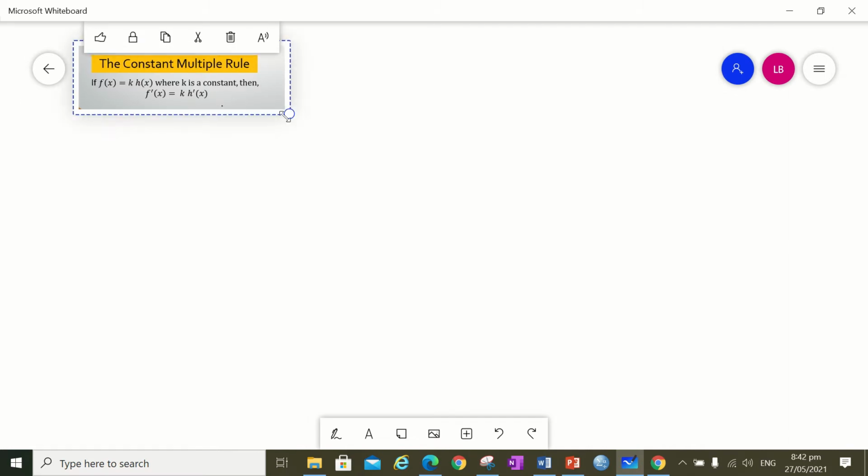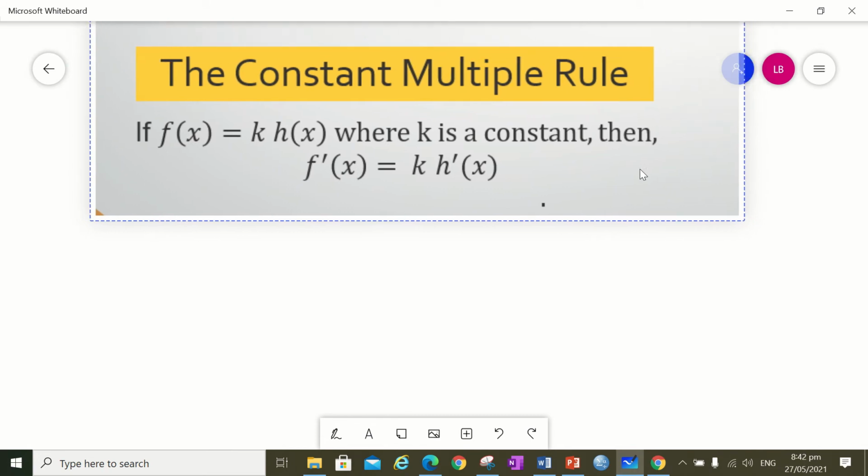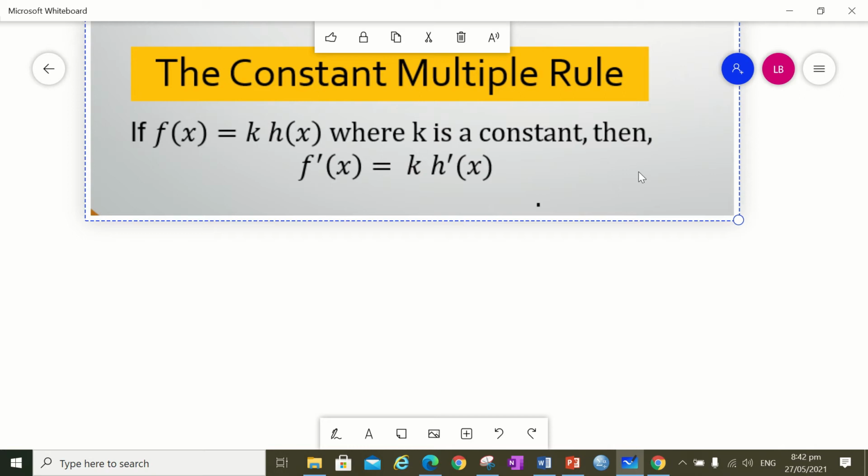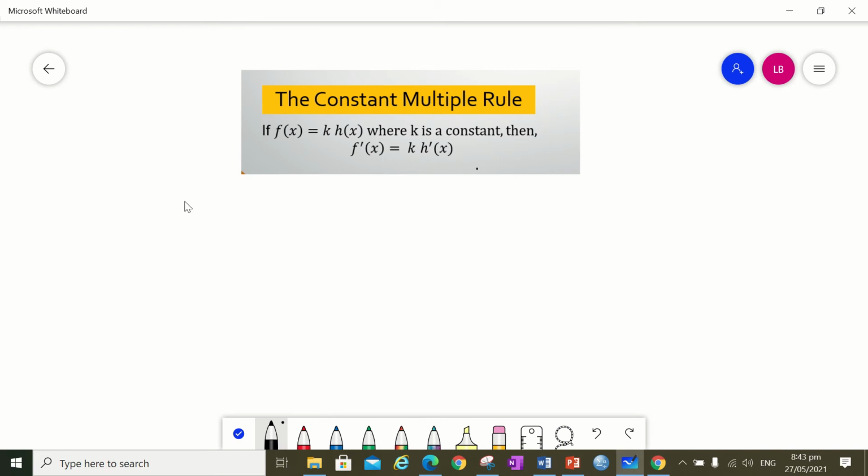So let's have the third one. We have the constant multiple rule. So if f of x is equal to k times h of x, so our function here is h of x, where k is a constant, then f prime of x is equal to k times the derivative of h of x. So let's have an example. So if we have f of x is equal to 3x to the 4th, so we have a constant here. So we can determine the derivative of this by 3 times the derivative of x to the 4th, which is 4x cubed. So using the derivative of the power rule.